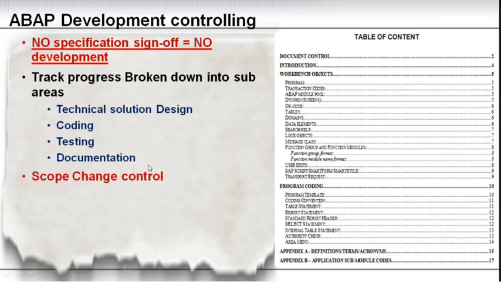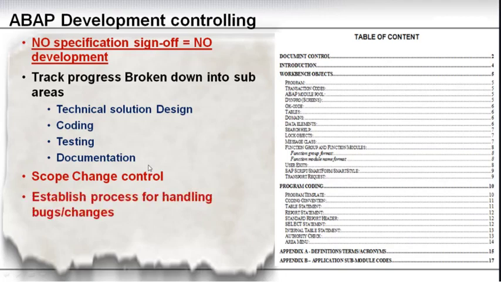Scope change control, you need to be on top of it, you need to monitor it. It's very important in any project including development work. And establish a process and communicate it for how to deal with bugs and changes. You might have a scope change control process, but how are you actually in practical life going to act when a bug and a change comes?